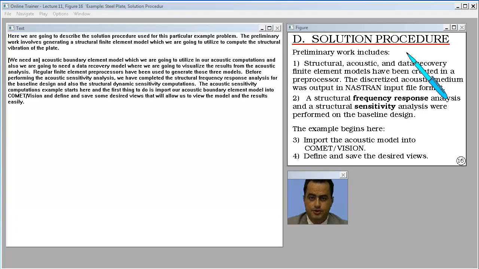Here we are going to describe the solution procedure used for this particular example problem. The preliminary work involves generating a structural finite element model which we are going to utilize to compute the structural vibration of the plate, an acoustic boundary element model which we are going to utilize in our acoustic computations, and also we are going to need a data recovery model where we are going to visualize the results from the acoustic analysis. Regular finite element preprocessors have been used to generate those three models.